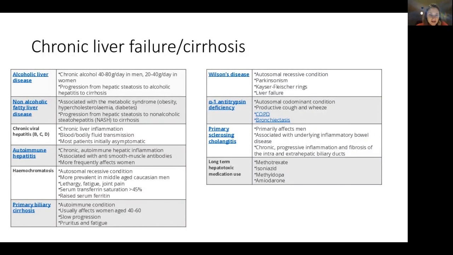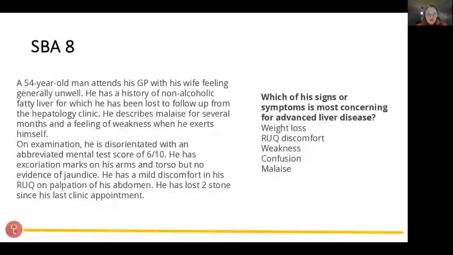So I'll leave the slide for you to look at in your leisure, and let's just move on to the last SBA of the talk. So you've got a 54-year-old man in this case who attends a GP with his wife, feeling generally unwell.